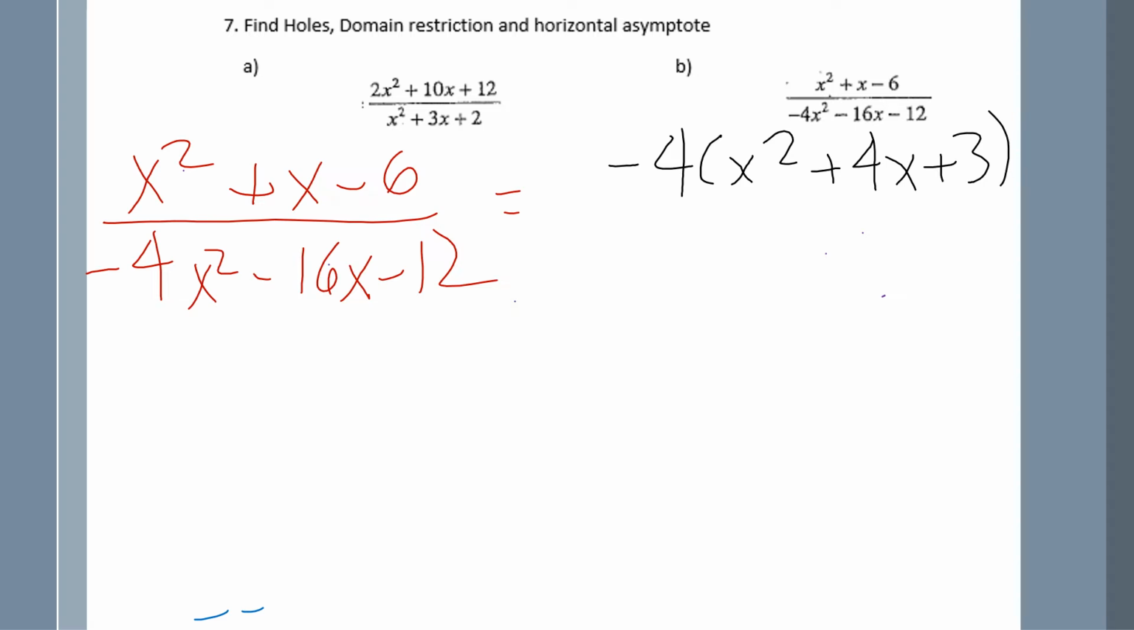The reason why I write it like this is because when you distribute -4 times x squared, you're going to get -4x squared, which is here. And then -4 times 4 is -16x. And don't forget I have the x, so -4 times 3 is -12. So that's how you get that. Now we can finally factor some stuff out.